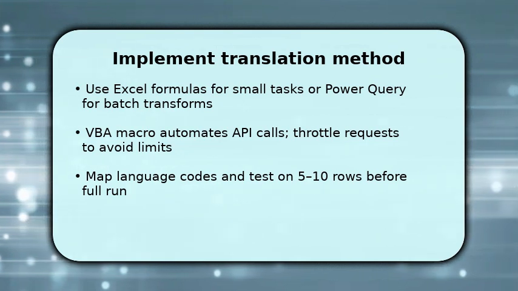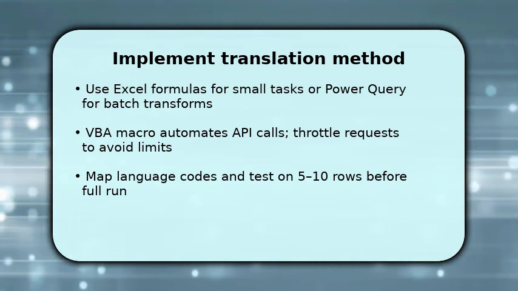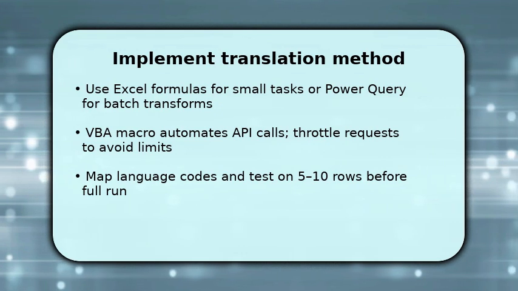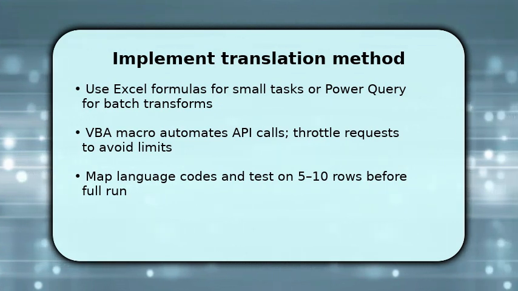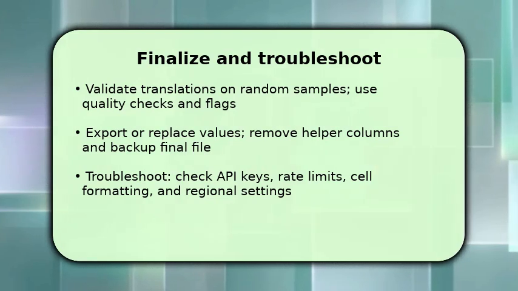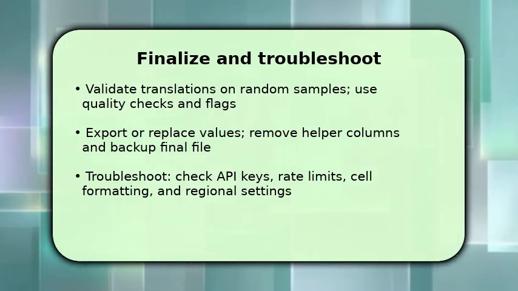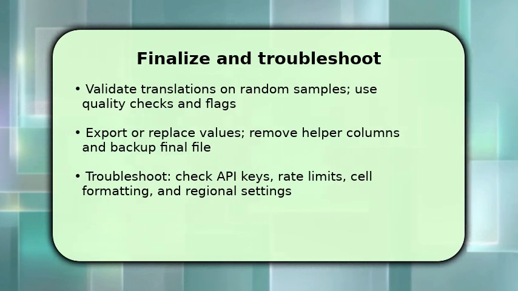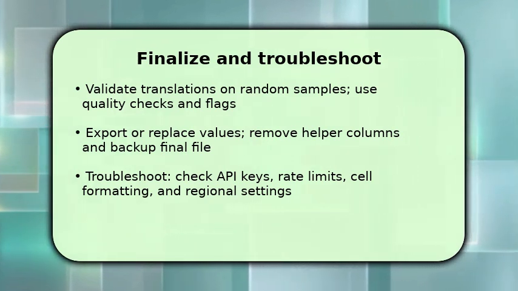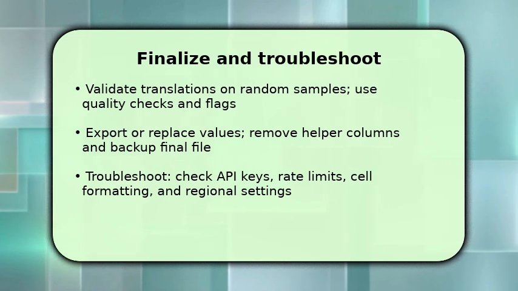Test your pipeline on a small sample of 5 to 10 rows, so you confirm the output format and prevent widespread errors. You finish by validating a random sample to ensure translations are accurate and contextually appropriate, then replace formulas with values to lock results. Once done, clean up helper columns and save your final backup.